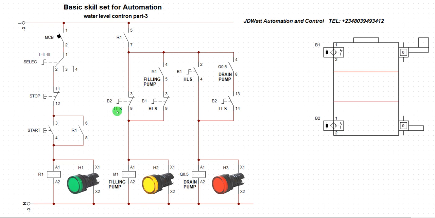Now this is my low level switch, which is this one. The low level switch is going to be this one, that is B2. And this is the high level switch, this one, B1.